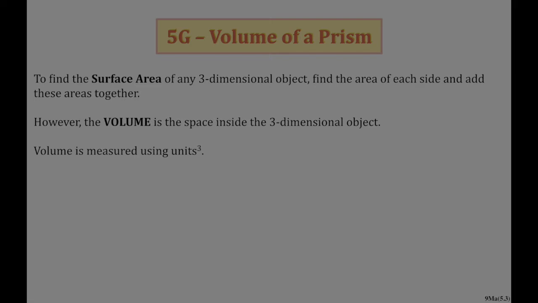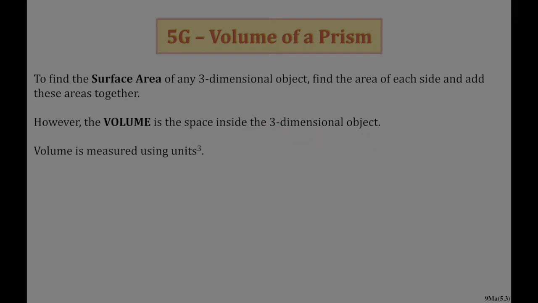Today we're going to be talking about finding the volume of prisms. Now, just recapping, we've done surface area questions before. Surface area of any three-dimensional object can be found by just getting the area of each of the sides and adding them together. But the volume is the space inside a three-dimensional object.